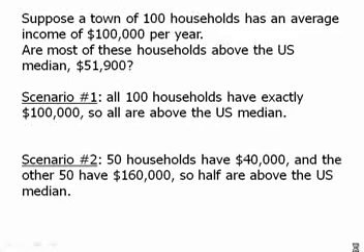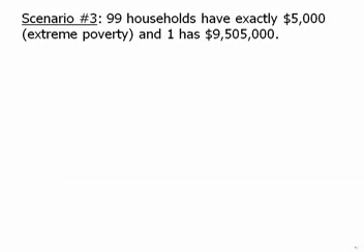Now consider this story. 99 households have exactly $5,000 in annual income. So that would be extreme poverty. 99 of the households in the town are living in abject poverty, and one household is making over $9 million a year. So this still would have the same average. But notice that this is a very, very different story from the stories we've had before.